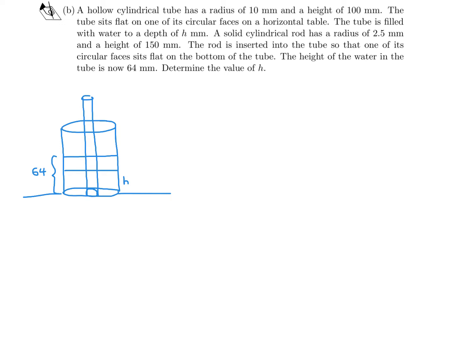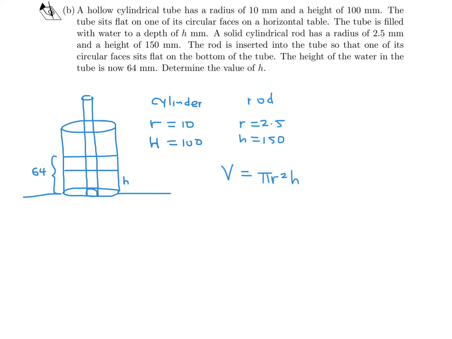Okay, and then the radius of that big cylinder is 10, and the height of the entire cylinder is 100. And I think that's all they gave us. Oh yeah, the rod. So this is the cylinder, and then the rod has radius 2.5 and height 150. Okay, so I guess it's taller. All right, so the volume of a cylinder is pi r squared times h.